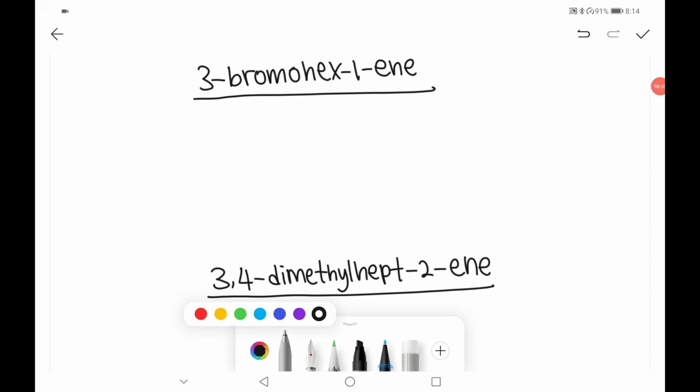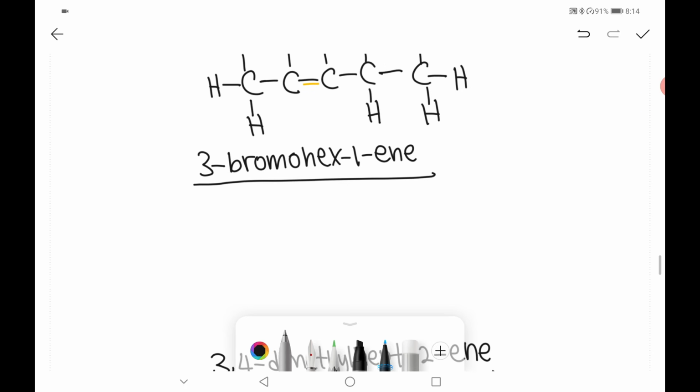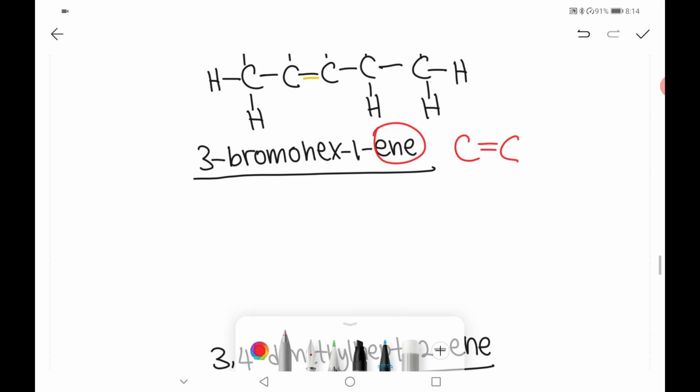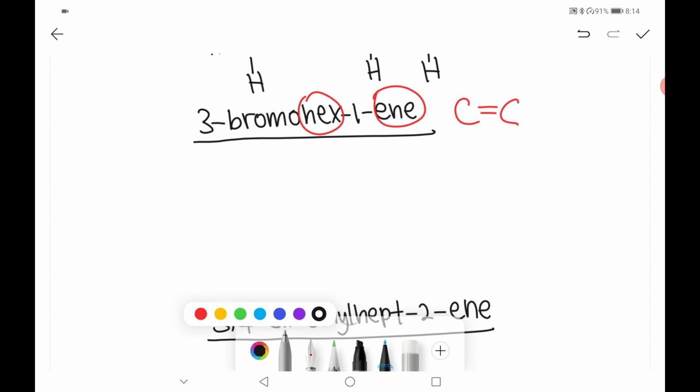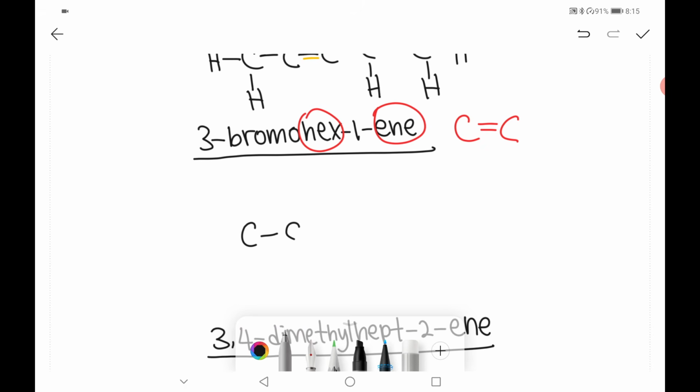Okay, all right. So now same thing, 3-bromohex-1-ene. So always start with the back. When you see "ene", it means alkene, you have a carbon double bond. So then we need to check the longest carbon chain. The longest carbon chain is before the number. So this is hex. So hex means what? The longest carbon chain has 6. So we have a longest chain of 6 carbons.